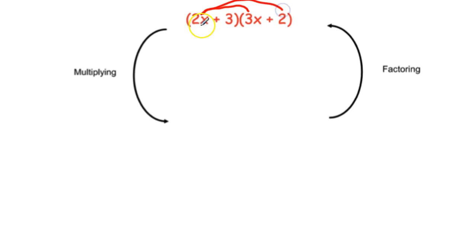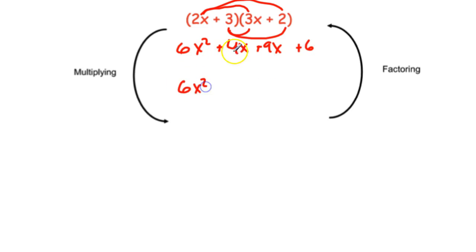So I'll do 2x times 3x. That'll be 6x squared. 2x times 2 is 4x. 3 times 3x is 9x. And then 3 times 2 is 6. And then I want to combine the like terms. So I have 6x squared. I add these two together. That will be 13x plus 6.